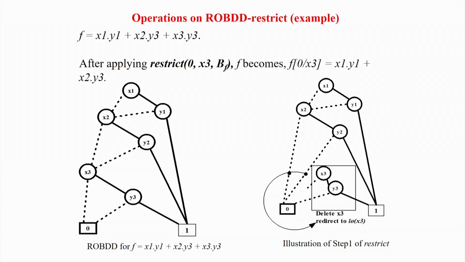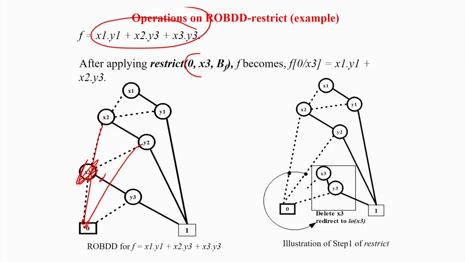For example, like this is a function, and I want to apply x3 equal to 0. That means I want to see, if x3 is equal to 0, how the circuit or the function will look, and so forth. There can be different purposes. How to do that? You eliminate this x3, and whatever incoming edges come to it will be directed to its left child, and of course this node will no longer be there. So this one will be left hanging, and you have to eliminate it. So that is what has been done.